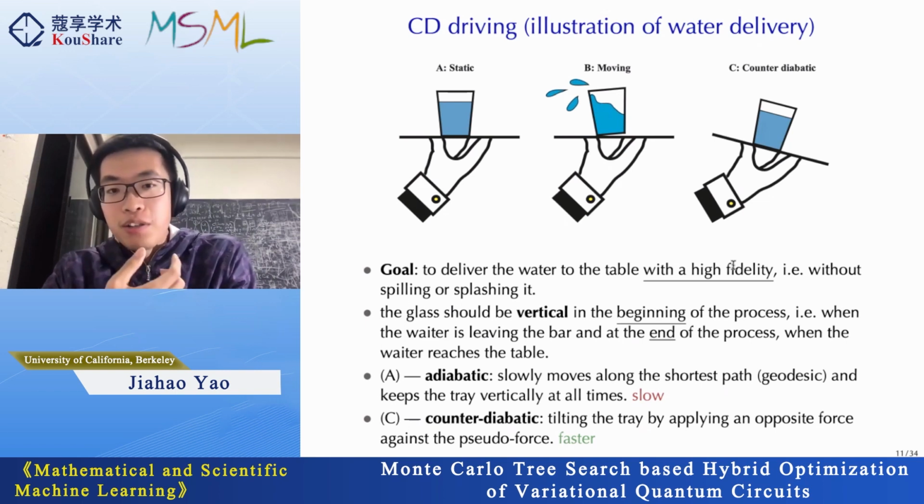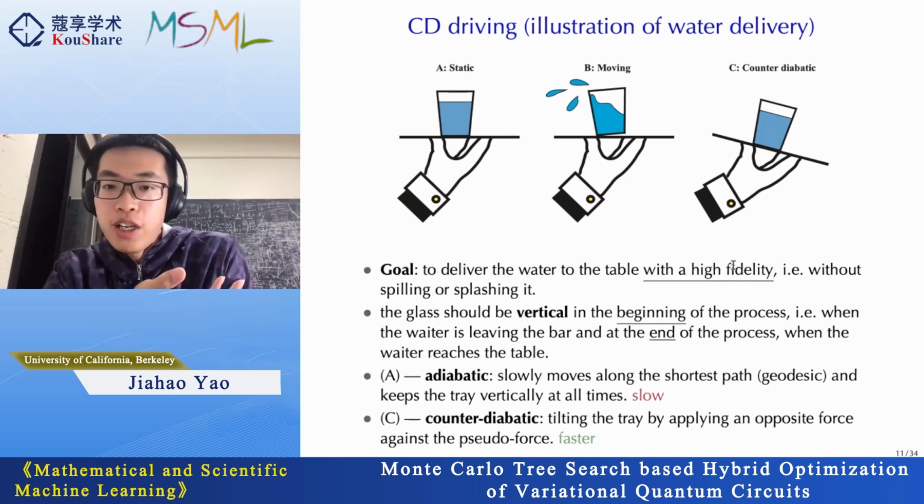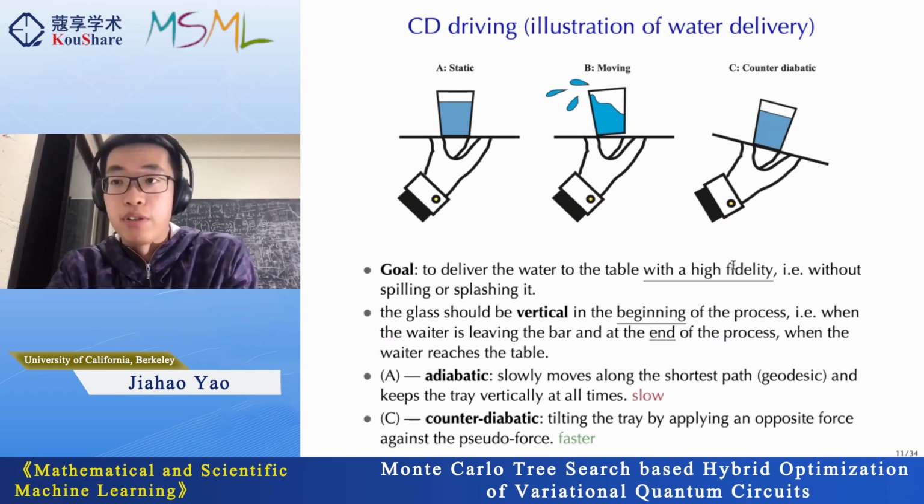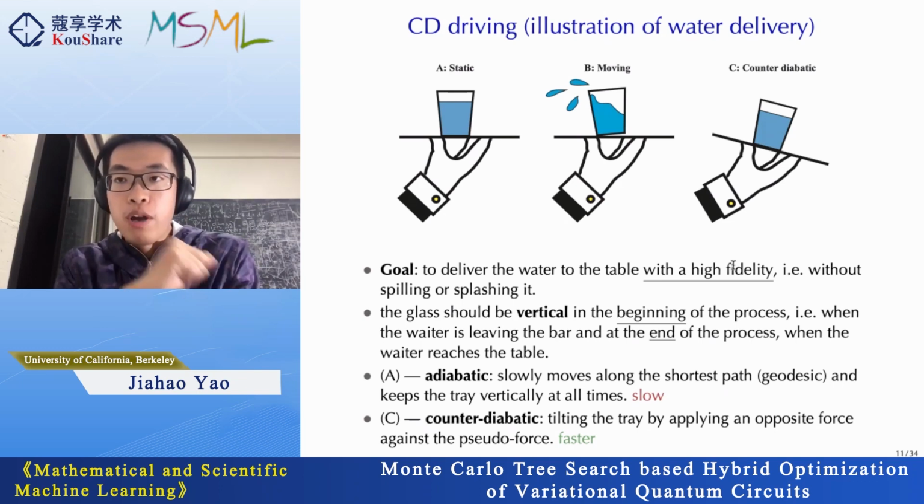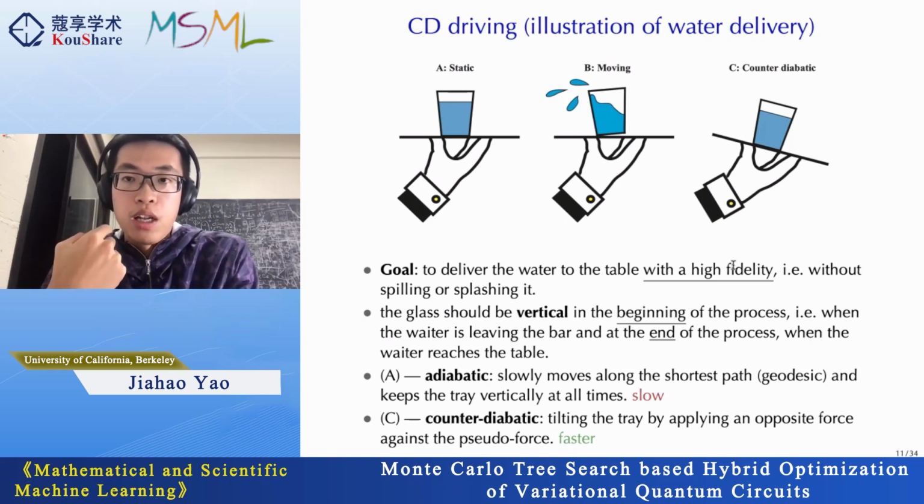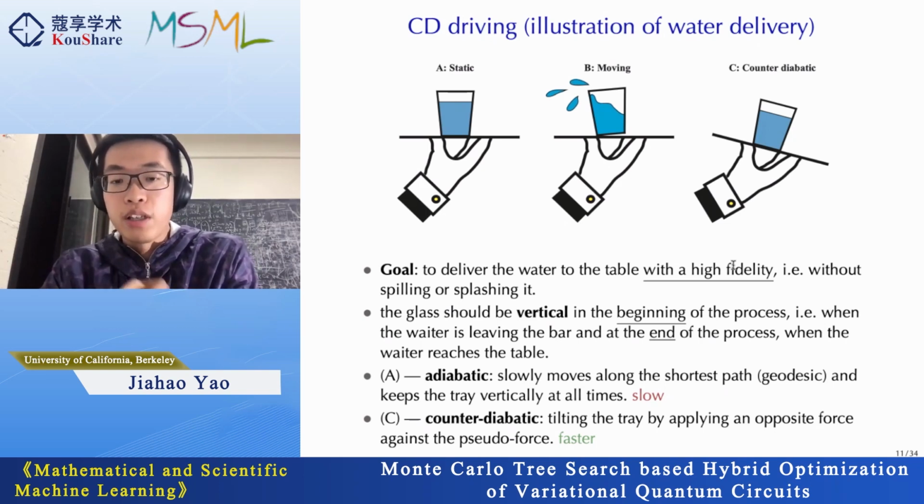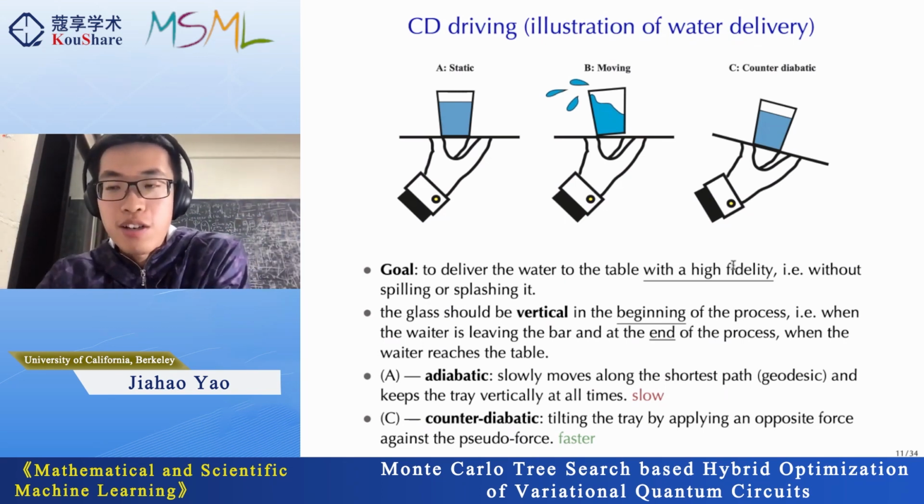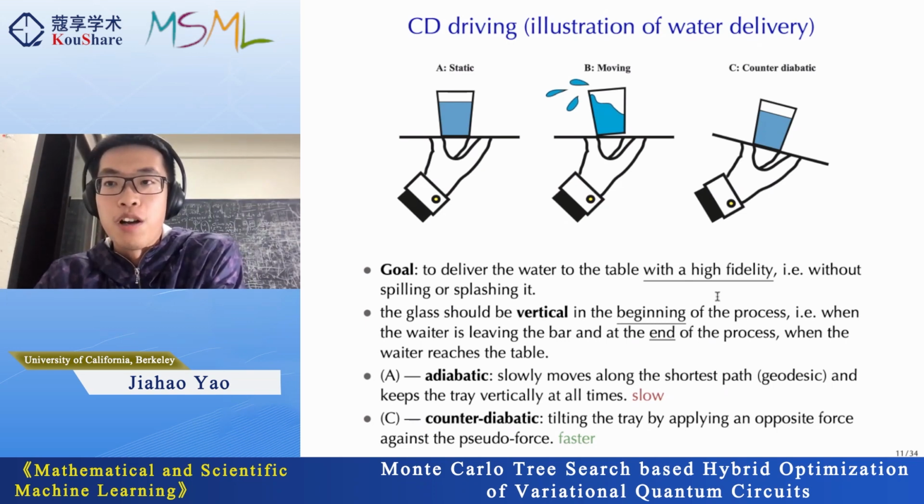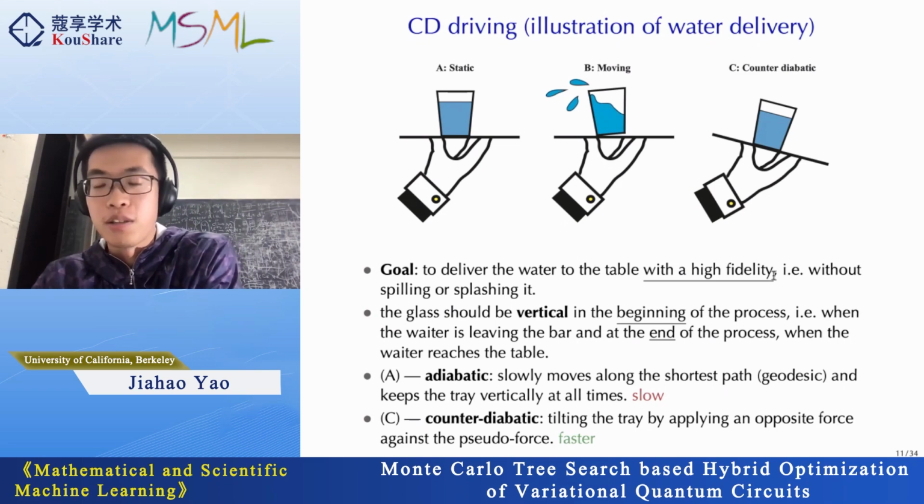One way is that the glass is held vertical at the very beginning and also at the very end of the process, and all through the process in between the glass is vertical. This is the analog of adiabatic driving, which moves slowly, and at each time the wave function remains the eigenstate of the Hamiltonian. That's what counter-diabatic driving is. It's like the waiter trying to tilt the plate in order to counter this actual force given by the acceleration. In this way, the waiter can serve the water faster and also with high fidelity, without the water spilling out.